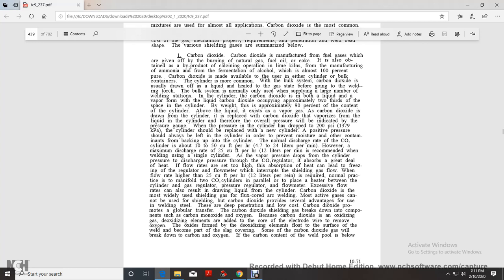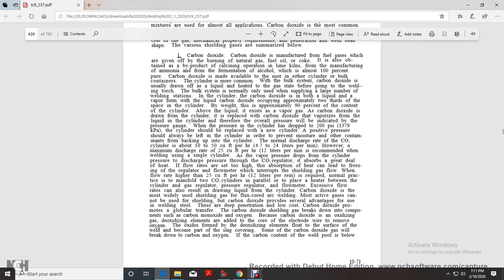Above the liquid, there exists vapor gas. The carbon dioxide drawn from the cylinder is replaced with carbon dioxide that vaporizes from the liquid in the cylinder. Therefore, the overall pressure is indicated by the pressure gauge. When the pressure of the cylinder has dropped to 200 psi, it shall be replaced with a new cylinder. A positive pressure should always be left in the cylinder in order to prevent moisture and other contamination from backing into the cylinder.